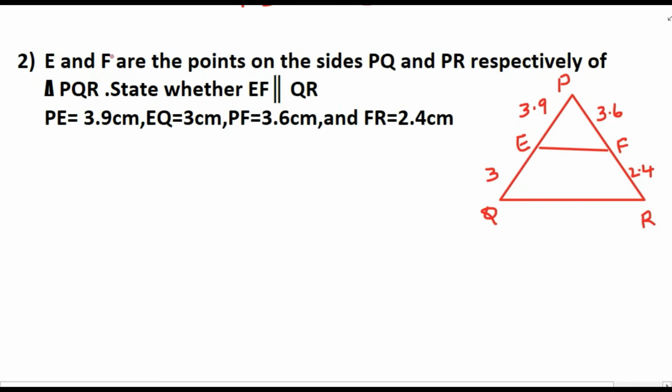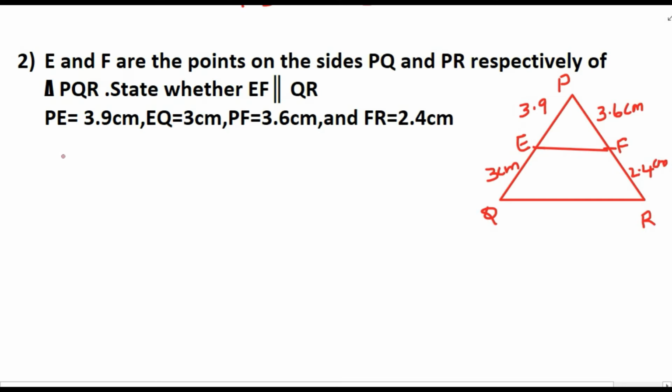Now next question: E and F are the points on the sides PQ and PR respectively of triangle PQR. You can see a triangle PQR here. Now we need to find out whether EF is parallel to QR. So they have given the sides. PE is 3.9 centimeter, EQ is 3 centimeter. Again, PF is 3.6 centimeter and FR is 2.4 centimeter.